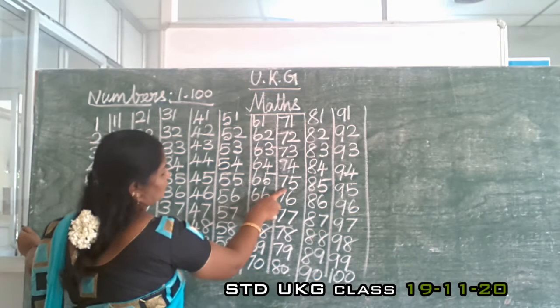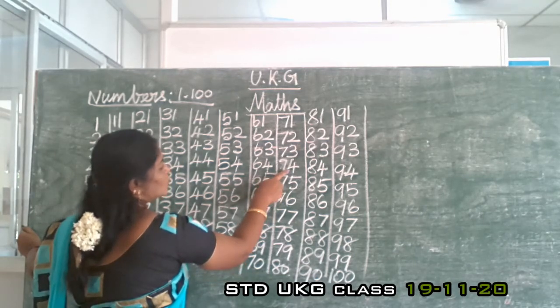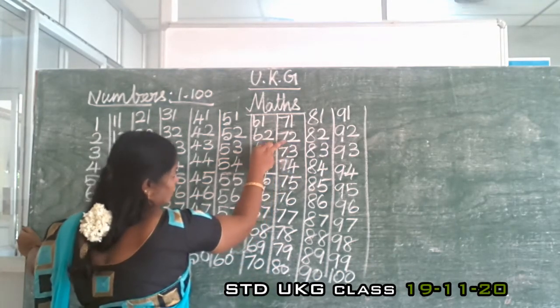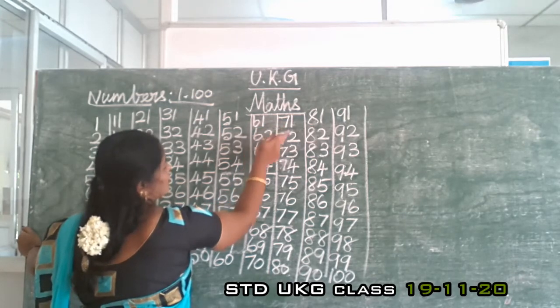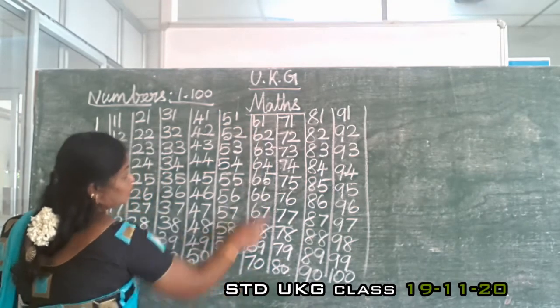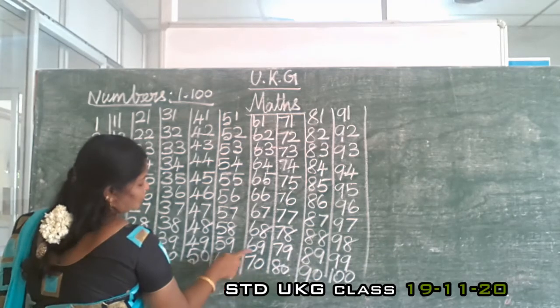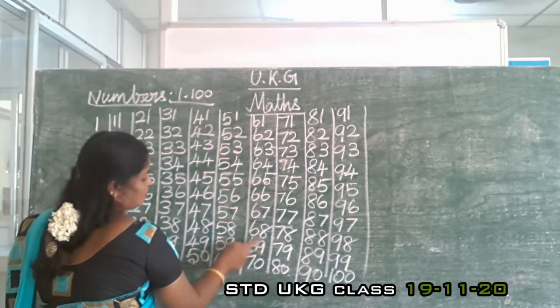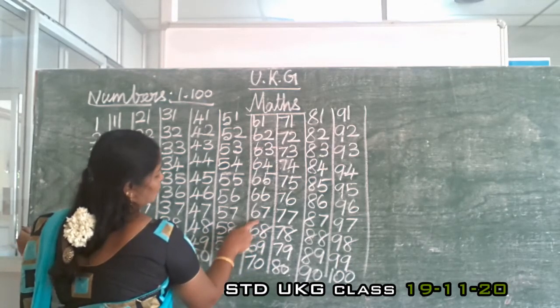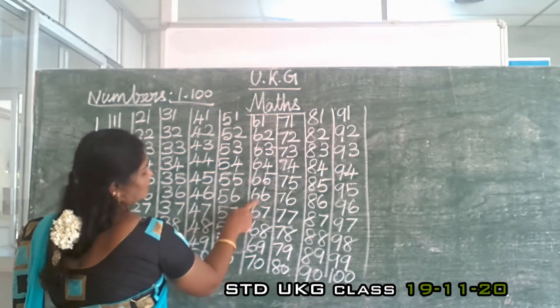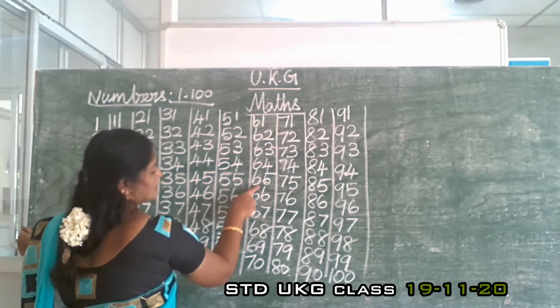76 before number 75. 75 before number 74. 74 before number 73. 73 before number 72. 72 before number 71. 71 before number 70. 70 before number 69. 69 before number 68. 68 before number 67. 67 before number 66. 66 before number 65.